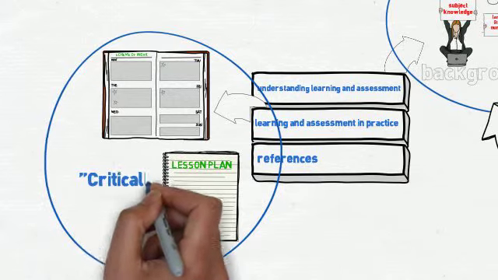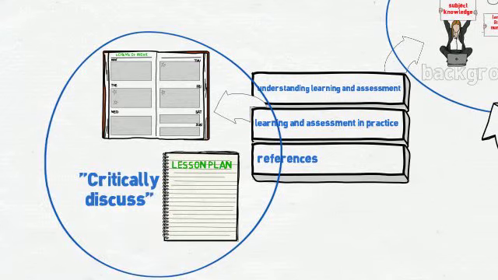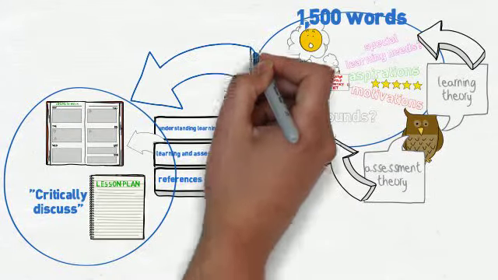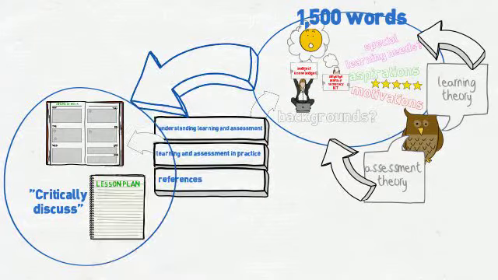And you also need to provide a critical discussion of that scheme of work, relating it very clearly to your 2 learners and to the learning and assessment theories that you've covered in the first section of your assignment. So there needs to be a clear link here, and that's the key thing about this assignment, that you're showing learning theory and assessment theory in practice.